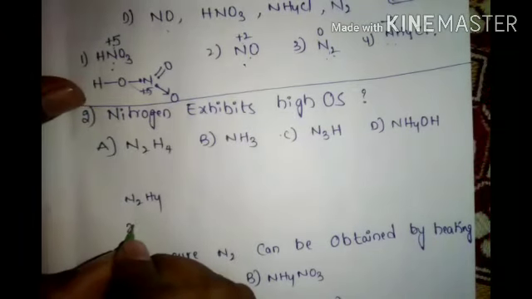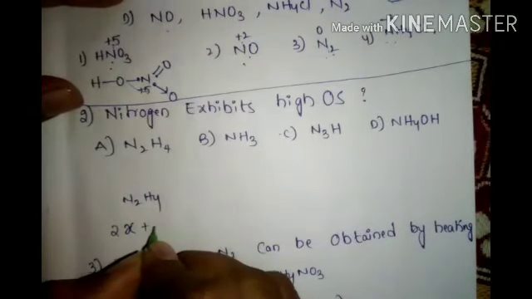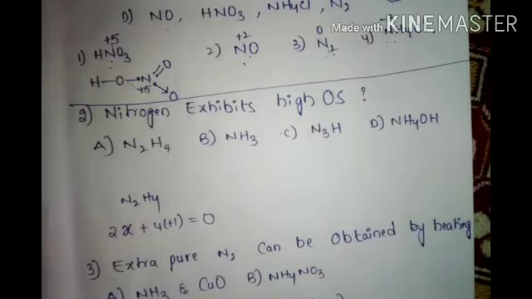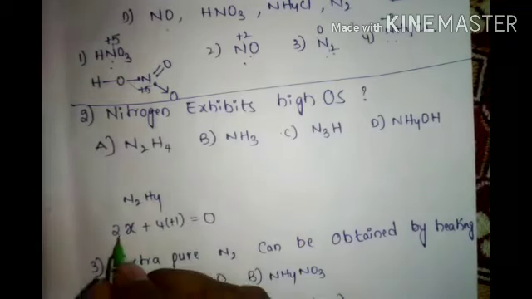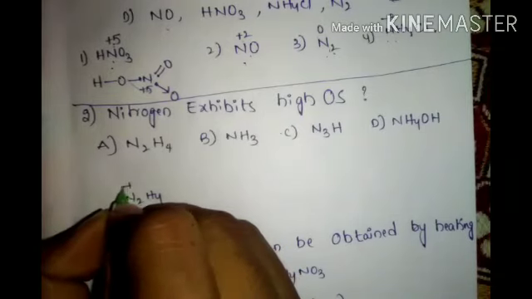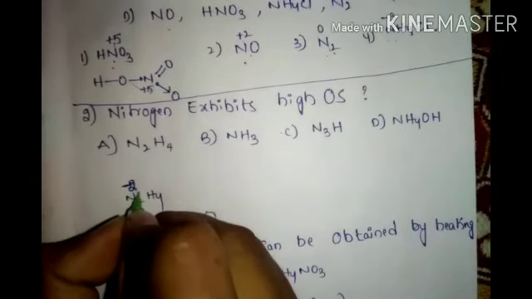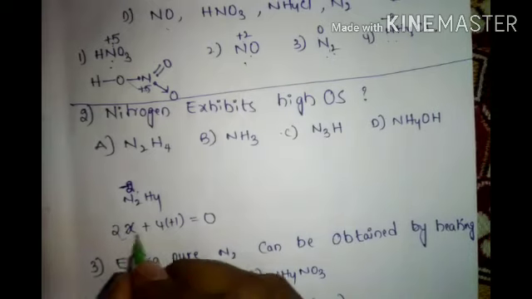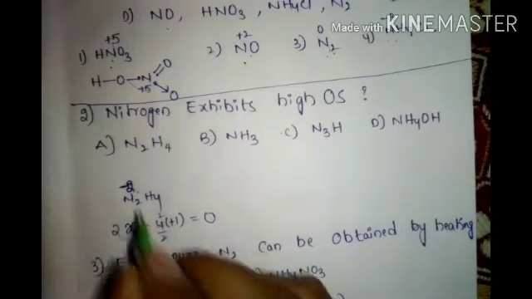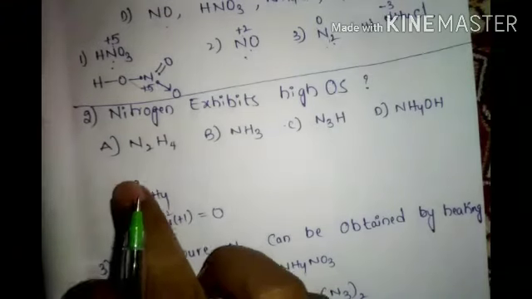So 2x plus 4 plus 1 equals 0. So automatically what will happen? 2 will come down, divided by 2. The plus goes outside, so -2 will come. Okay guys, 4 by 2 is 2, so +2 comes outside as -2. So in N2H4, N is -2.